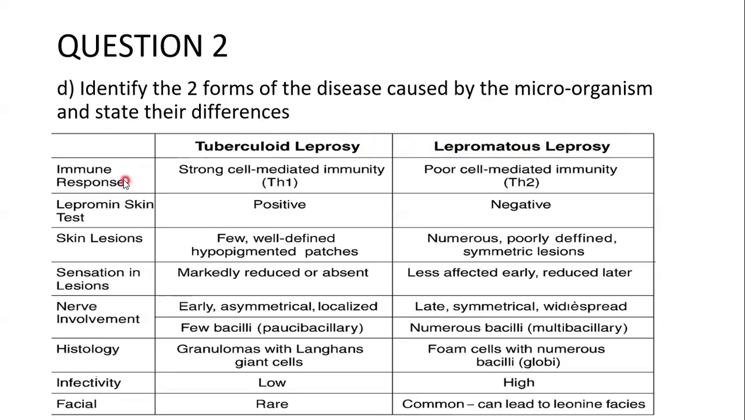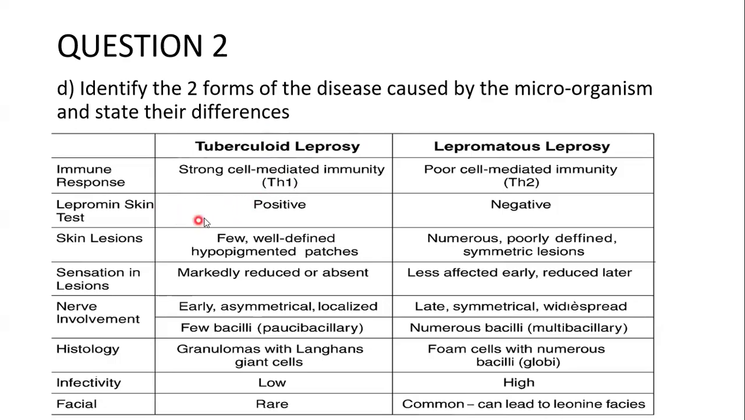Now let's see. Immune response. Tuberculoid is a strong cell-mediated immunity mediated by T helper 1 cells. Lepromatous is poorly cell-mediated, mediated by T helper 2 cells. Okay. Lepromin skin test. For the lepromin skin test, tuberculoid turns positive and lepromatous turns negative, due to the strong cell-mediated immunity. So you'll be able to get the antibodies against it. That's why it's positive.